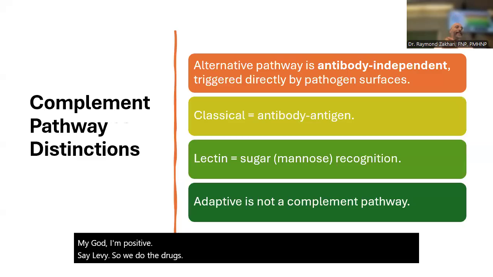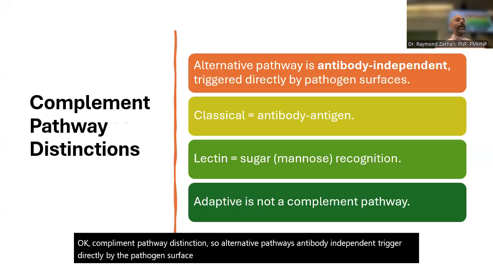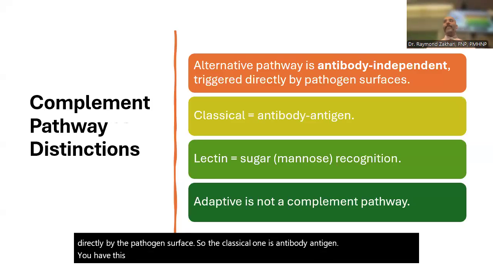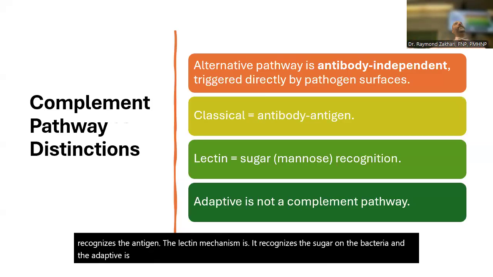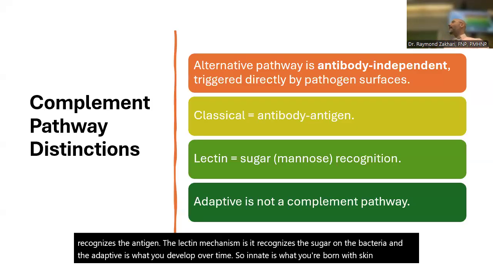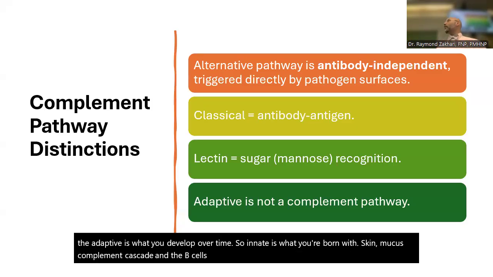Okay, complement pathway distinction. The alternative pathway is antibody independent, triggered directly by the pathogen surface. The classical one is antibody-antigen. You have this condition because we've had it before. The antibody gets released because it recognizes the antigen. The lectin mechanism recognizes a sugar on the bacteria, and the adaptive is what you develop over time. So innate is what you're born with: skin, mucus, complement cascade. And the B cells, T cells are what you develop along the way to be specific towards whatever's attacking you at the time.